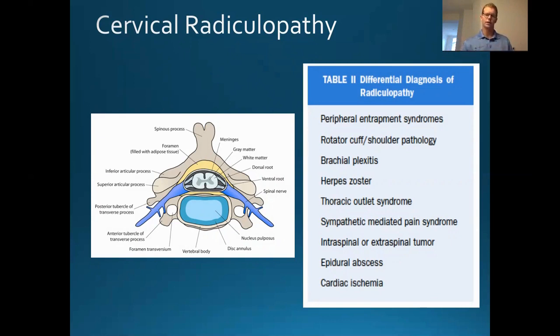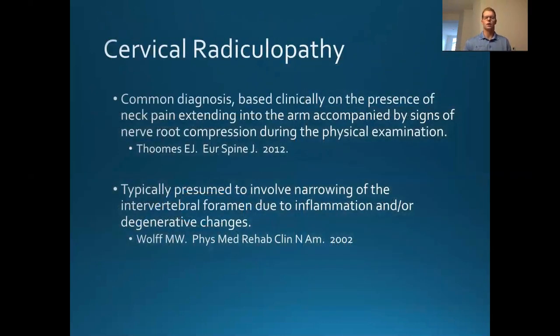So there's a whole bunch of things that are on our radar for cervical radiculopathy, and we'll talk more about that in a second. So with cervical radiculopathy, it's a common diagnosis based clinically on the presence of neck pain extending into the arm, accompanied by signs of nerve root compression. Typically presumed to involve narrowing of the intervertebral foramen due to inflammation and/or degenerative changes.